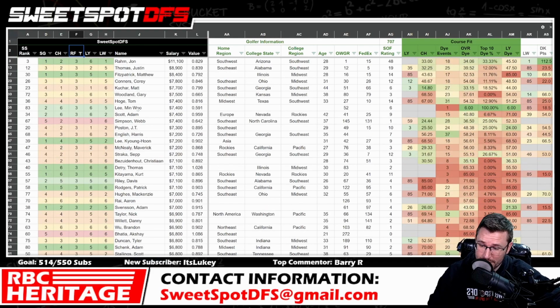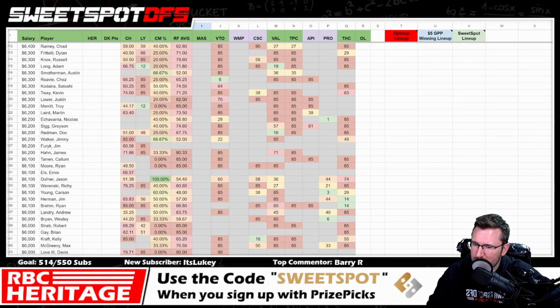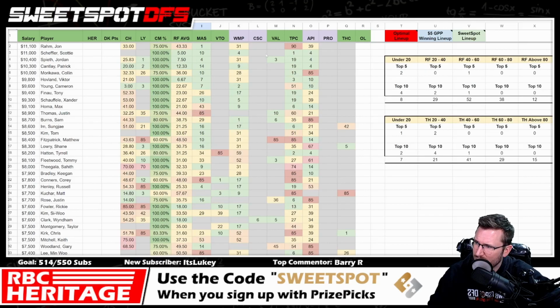Recent form 3s. I don't understand how Jon Rahm is a recent form 3 golfer. How? There's no way, right? Recent form 3 is that 40 to 60th place finish. Oh, because of the withdraw. That's why. Yes, that would be correct. His withdraw from the Players Championship hurts against his recent form average.